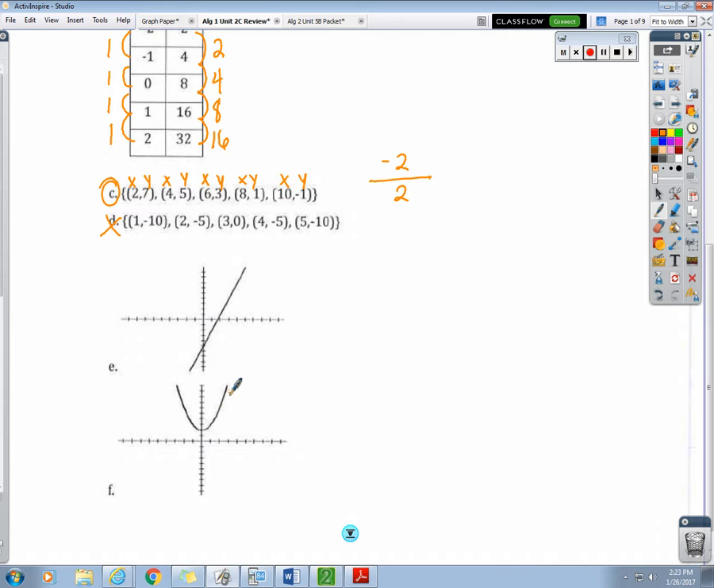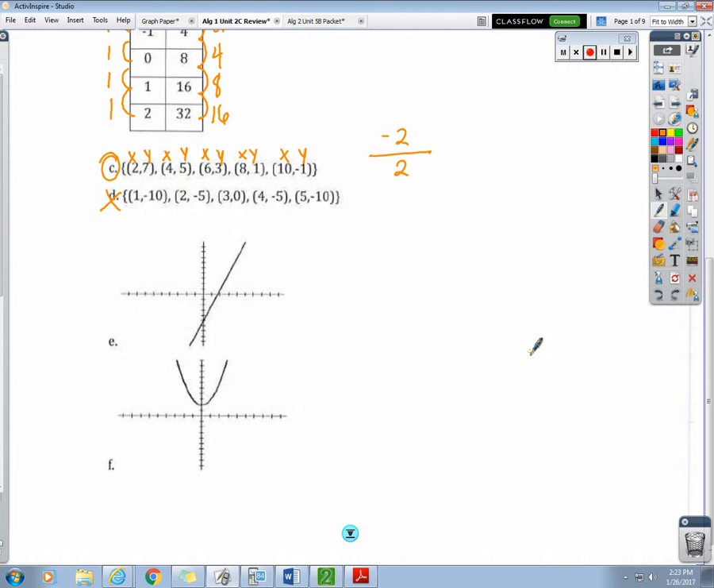Am I making sense? E and F are the easiest. You don't have to do any work, you just look at it. Is E a linear function? Of course it is. It's a straight line, linear line. Is F a linear function? No. Guys, is that a straight line? No. Okay, let me try to clear up this confusion.